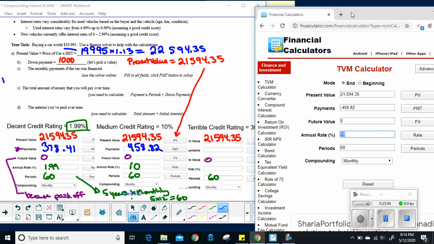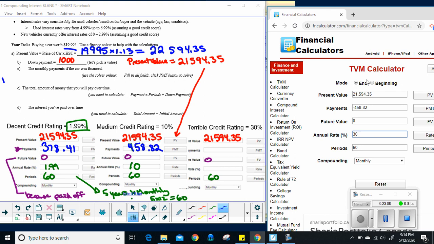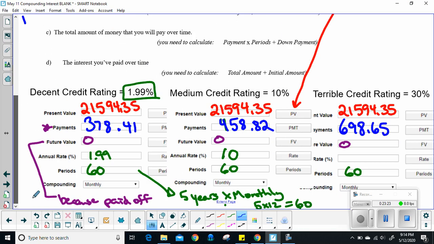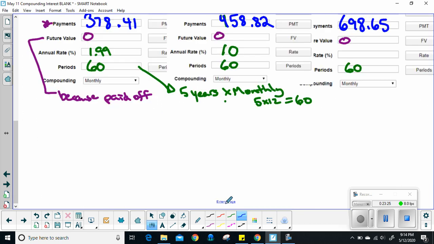So let's finish it off here. Oh, you've got a terrible credit rating or no credit rating, so you're being charged 30%. Oh, what are we going to have to pay? Oh my gosh, you're paying practically $700 a month. $698.65 a month. That's a ton of money. How much is that really? I think we need to find out.